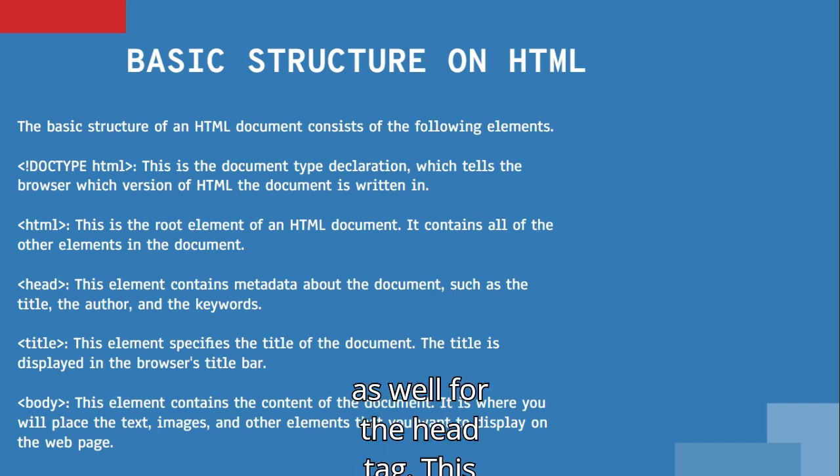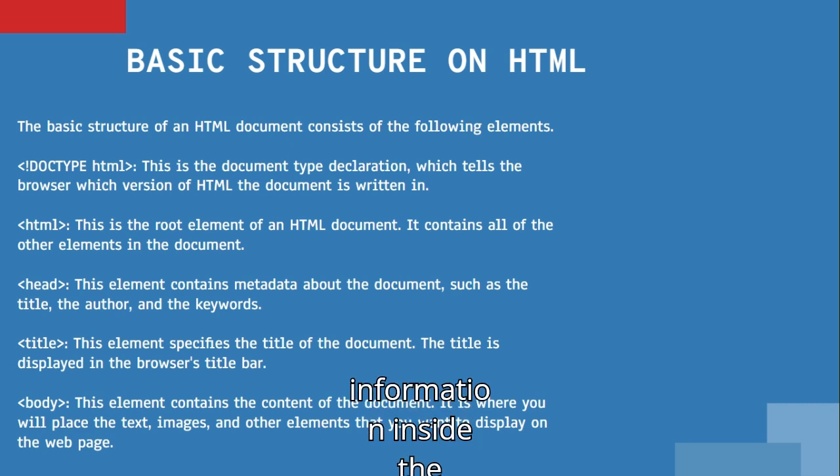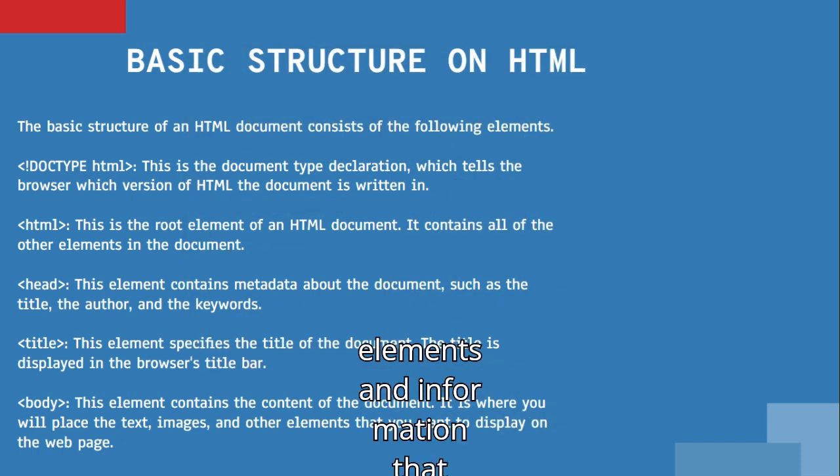As well, the head tag is an element that contains metadata about the document such as the title, the author, and the keywords. So the head tag basically contains all the information inside of the element. The title displays inside, as well as the author, links and hyperlinks, all of the elements and information that is required inside of the HTML tag that is being used. It's at the top of the page.